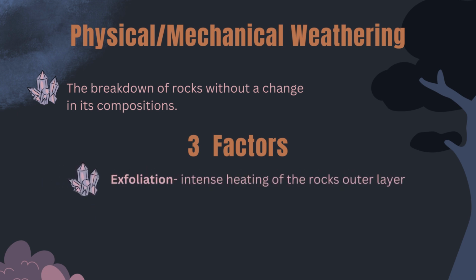Exfoliation. Intense heating of the rock's outer layer is a form of mechanical weathering in which curved plates of rock are stripped from the rock below. This results in exfoliation domes or dome-like hills and rounded boulders.